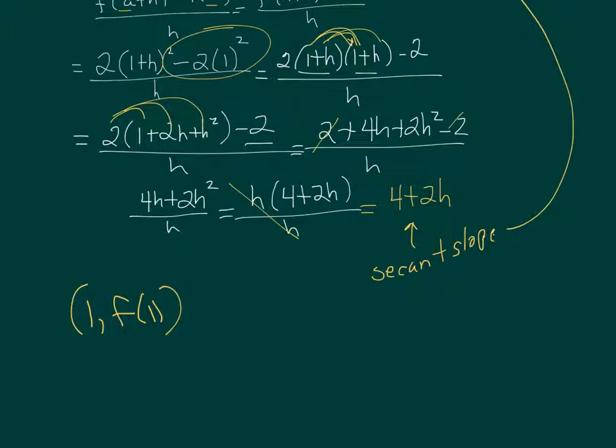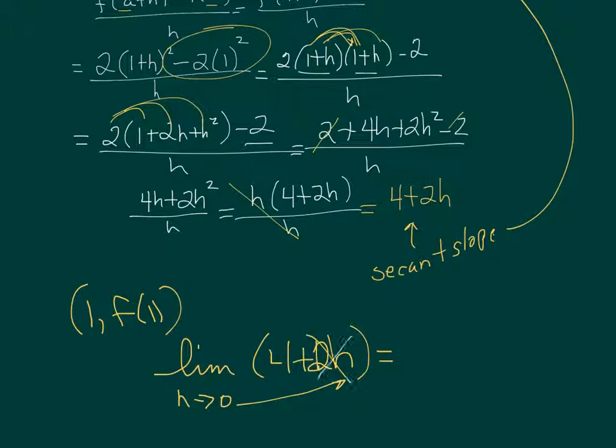Well, that's going to be the slope of my tangent line, where I take the limit. So I do everything I did above, but I add this piece, the limit as h goes to 0. Well, why do I have to do all that again? I just did it, right? I have 4 plus 2h, and as h approaches 0, that piece goes to 0. So this limit would be 4. That is the slope of the graph at (1, f of 1).